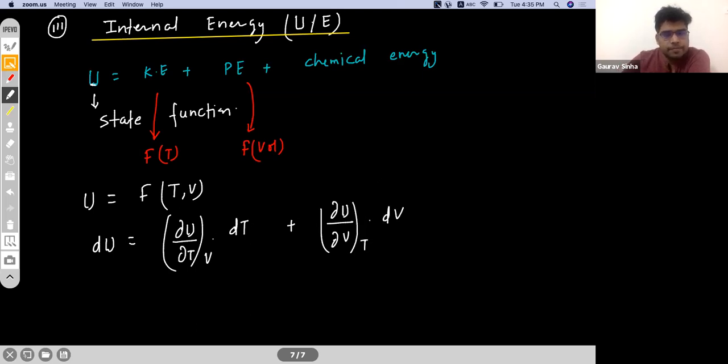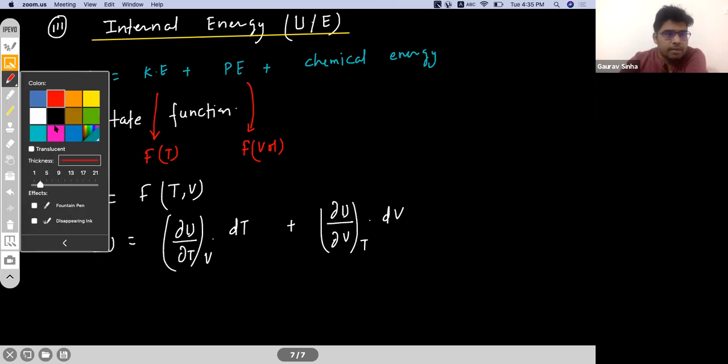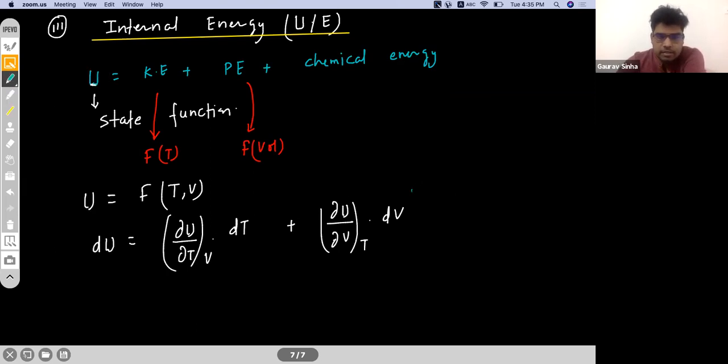This we can write. This expression, you don't have to think about it. It is not there in the syllabus. This we call Euler's formula, E-U-L-E-R-S, Euler's formula. Once again, Euler's formula. We use Euler's formula when a variable depends upon more than one independent variable. Then in order to find out the change in this variable, we use this formula.